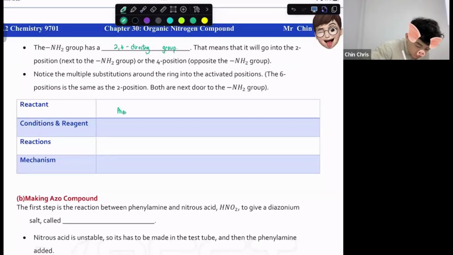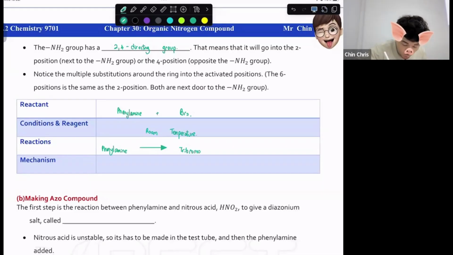Alright, guys, reactant wise, what do we need? Phenylamine plus Br2, at room temperature. So the phenylamine undergoes electrophilic substitution and you will get a tribromophenylamine, which is formed as a white precipitate. Mechanism, electrophilic substitution.